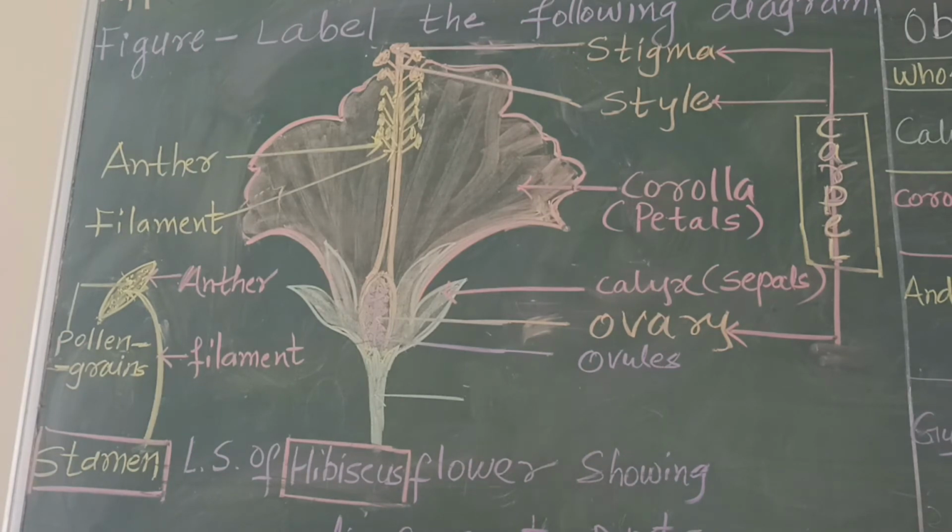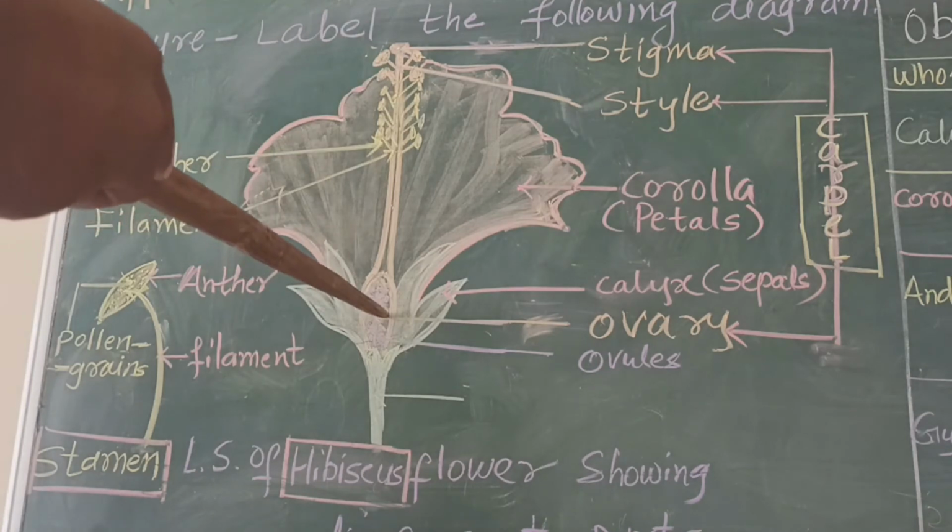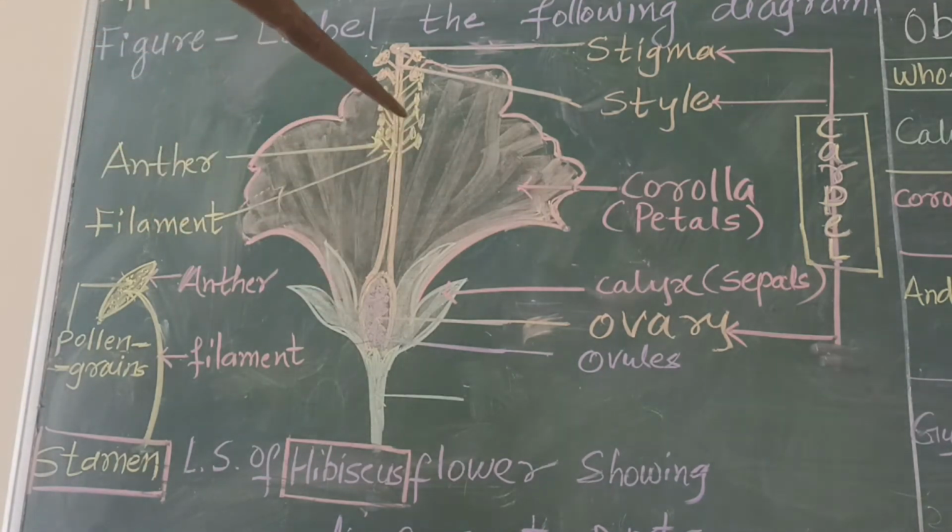This hibiscus flower is called a bisexual flower. Why? Because the female reproductive part, that is stigma, style and ovary, as well as the male reproductive part, androecium, anther or stamens, means androecium and gynoecium, are both present in a single flower. That type of flower is known as a bisexual flower. But some flowers are unisexual also.